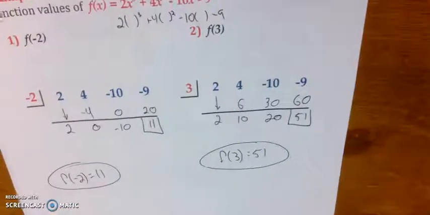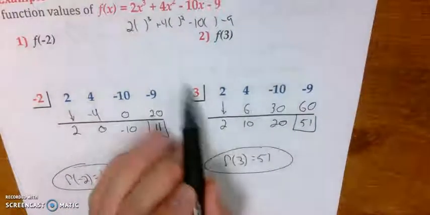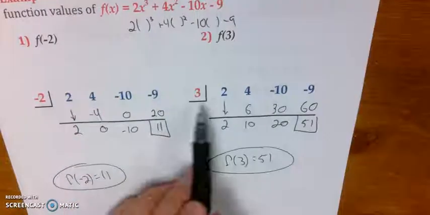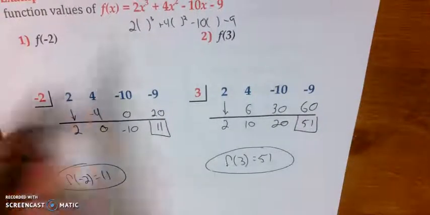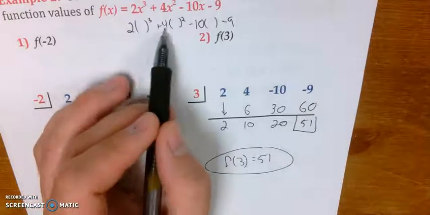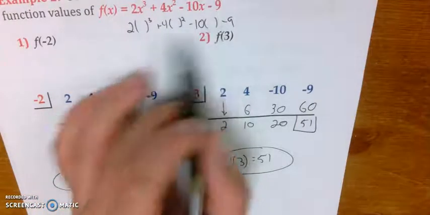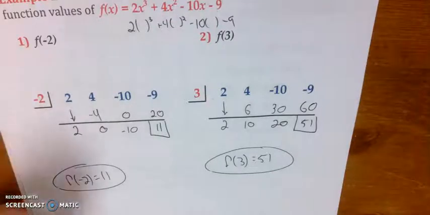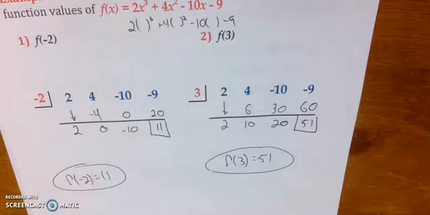And if I'm going to be entirely honest with you, I probably wouldn't want to try doing that method mentally without a calculator if I'm plugging in a number like 3. Because this would be 2 times 27 plus 4 times 9 minus 10 times 3. That would just be a lot of numbers to keep track of. So this is a phenomenal alternative to doing that.